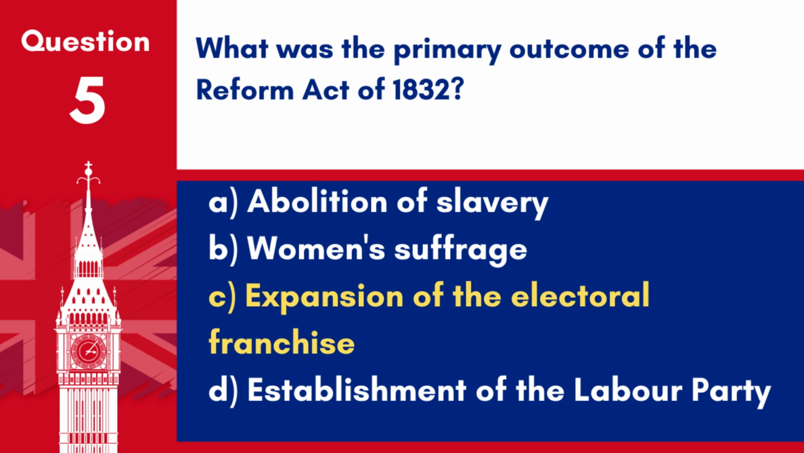Answer. C. Expansion of the electoral franchise. The primary outcome of the Reform Act of 1832 was the expansion of the electoral franchise.